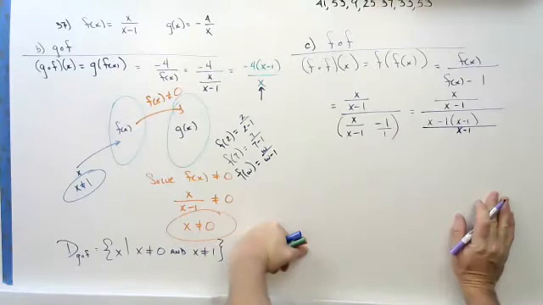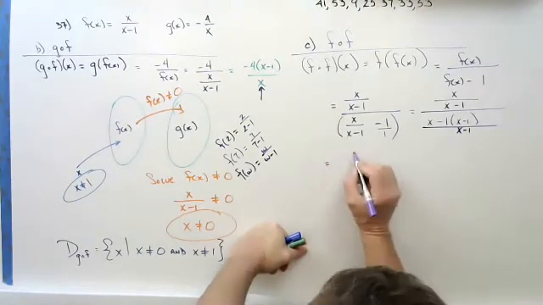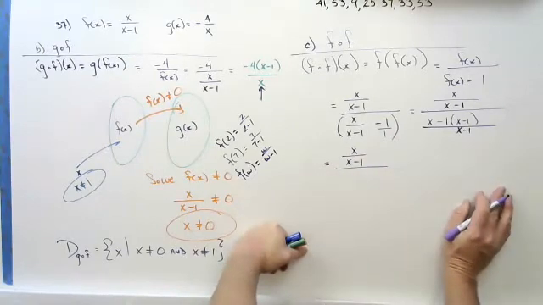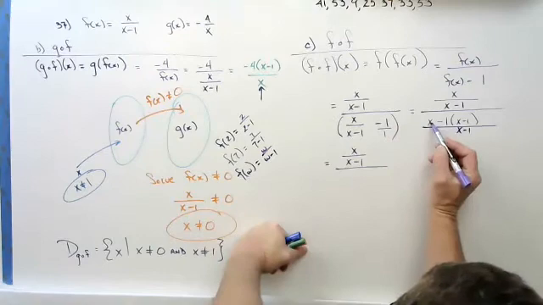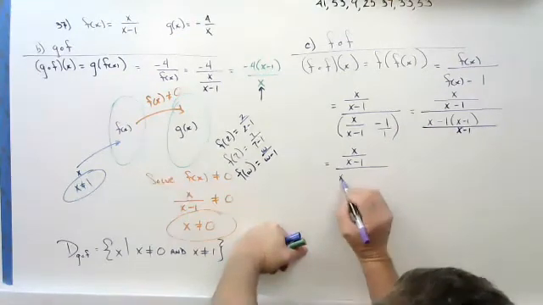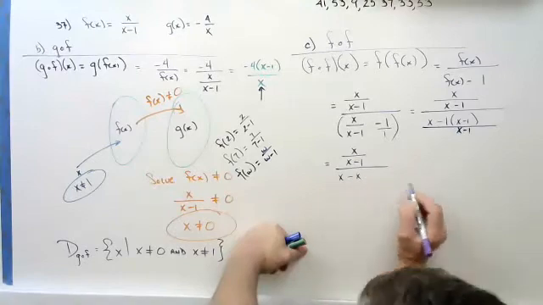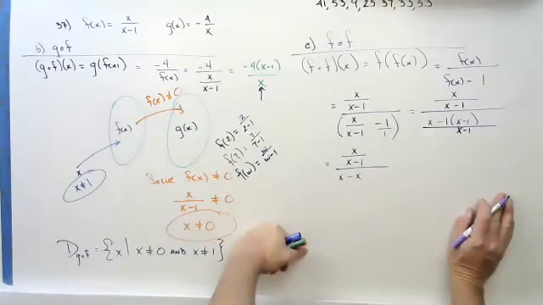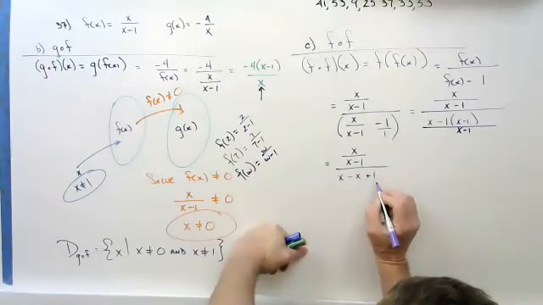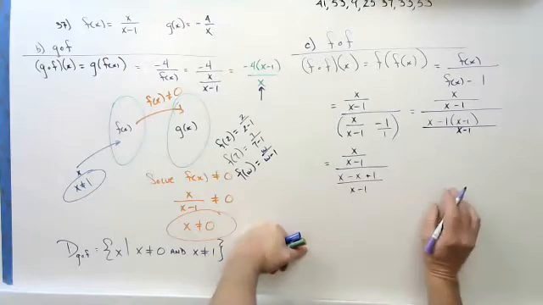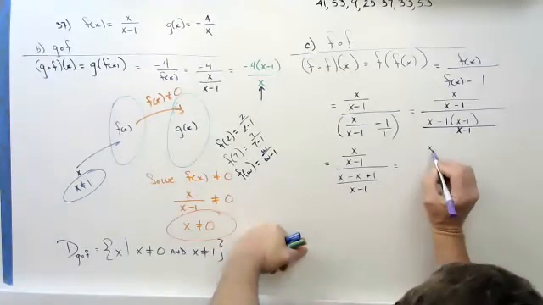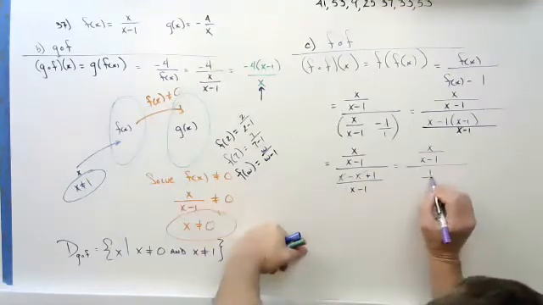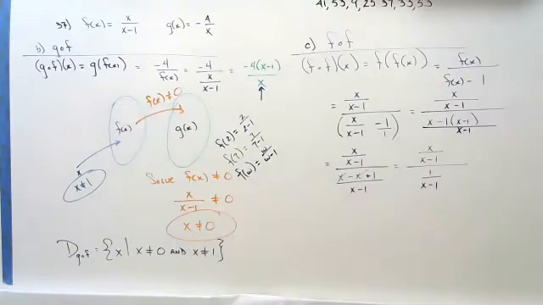And I'm not going to panic or anything. I'm just going to keep writing. The top, I haven't touched the top. It's x over x minus 1. The bottom, down here, I have x. I have minus 1 times x, that's minus x. I have minus 1 times minus 1, so that's 1 over x minus 1. Now I still have the top. These cancel, and I have 1 over x minus 1.